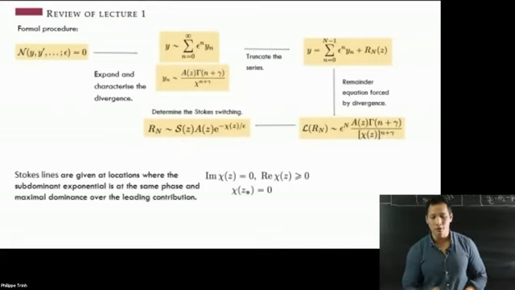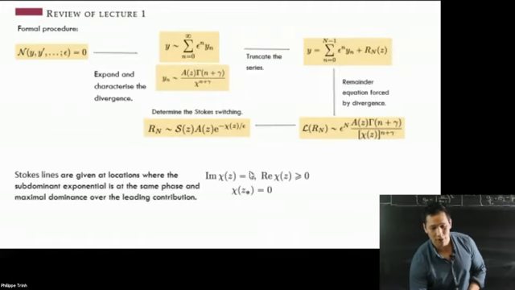There's a criterion, almost a universal criterion, that you can apply to find the locations of those Stokes lines, which is, in this case, the imaginary part of chi is 0 and the real part of chi is greater than or equal to 0. So equal phase and maximal dominance, okay?